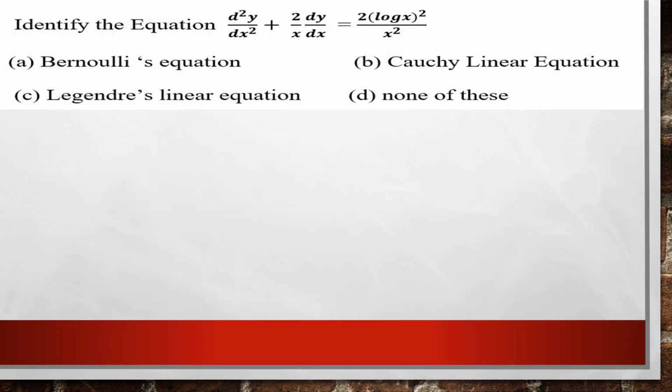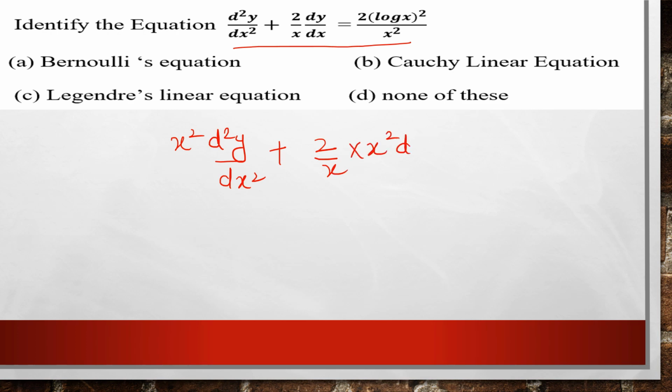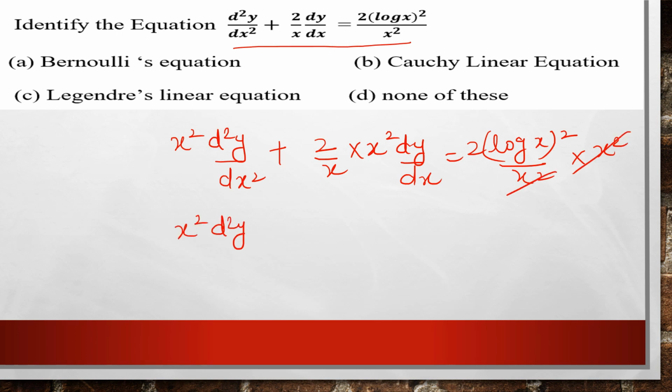So in this question, they are just asking about the type of the equation. If I multiply x square on both sides, what will we get? This will be 2x into x square dy over dx equal to 2 log x whole square into x square. So this will be cancelled, and ultimately we'll get x square d square y over dx square, 1x will be cancelled, plus 2x dy over dx equal to 2 log x whole square.